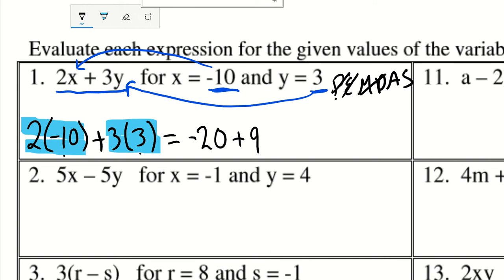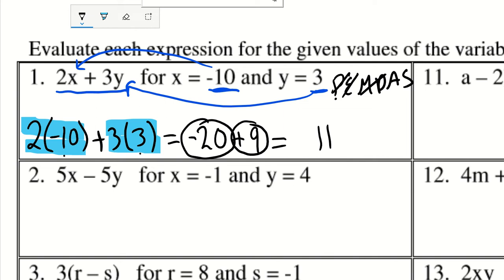Next, we have to add or subtract from left to right. So we have -20 plus a 9, so I like to circle the number with the sign in the front. And if they're different groups, in this case we have a negative number and a positive, they don't like each other, we're going to subtract. So we're going to subtract 9 from 20, which gives us 11.